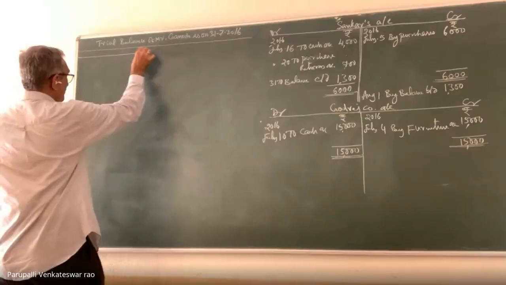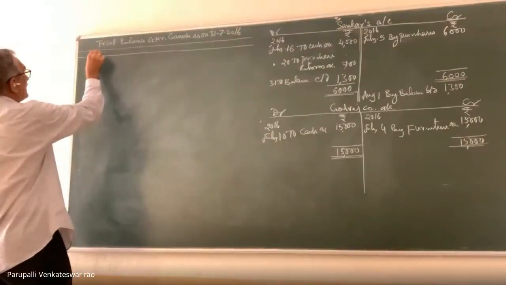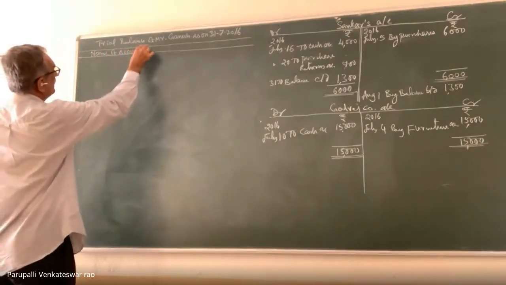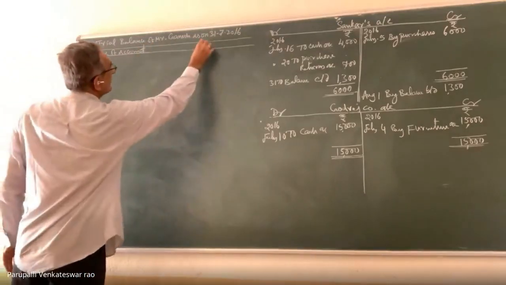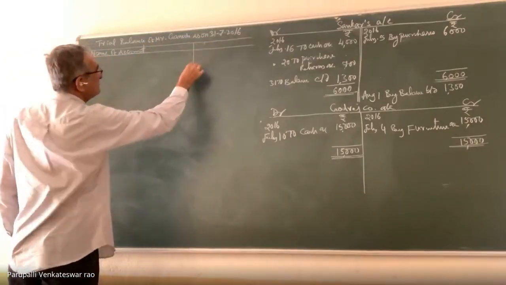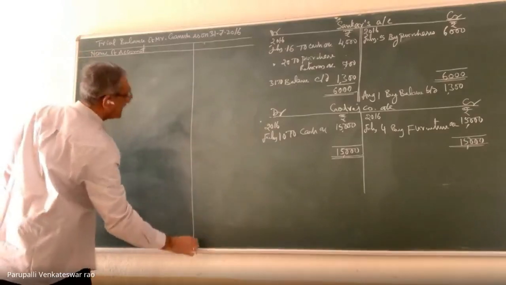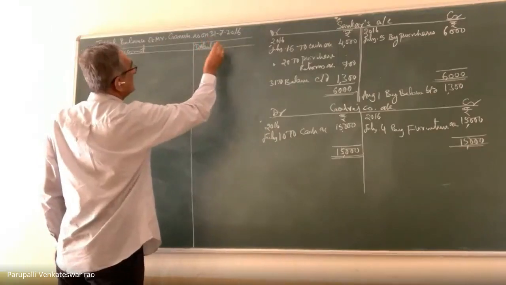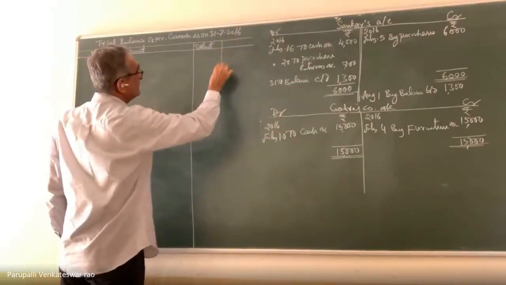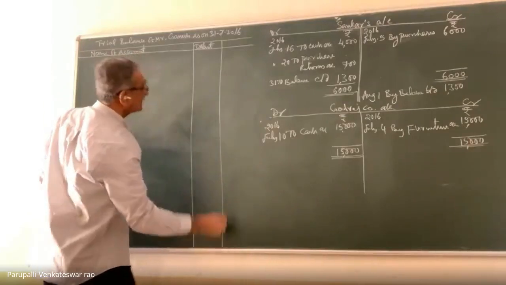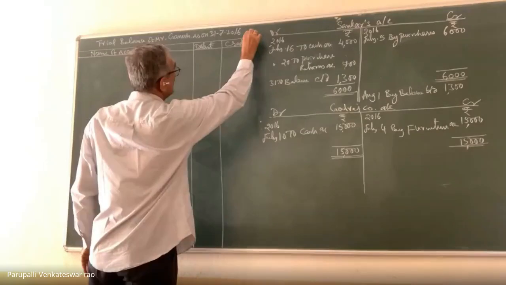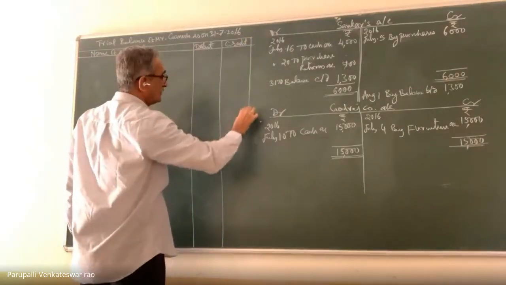Now, draw a line. First column is the name of account. Next column is debit. Next column is credit. It is not an account. Be careful. It is not an account. It is a statement of various accounts.